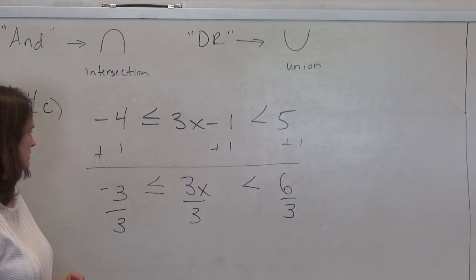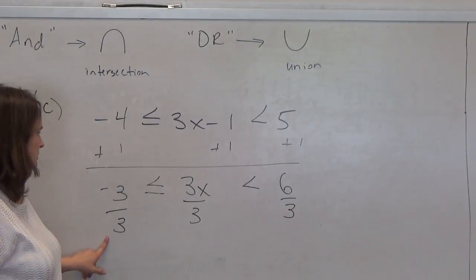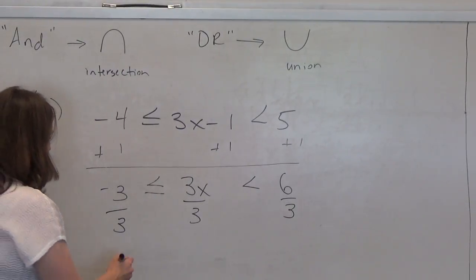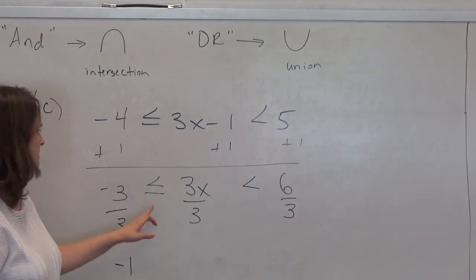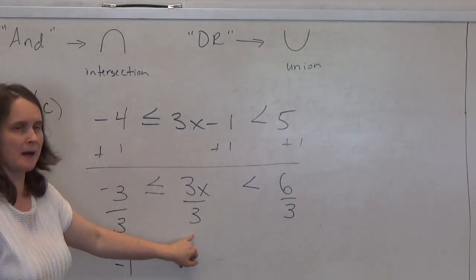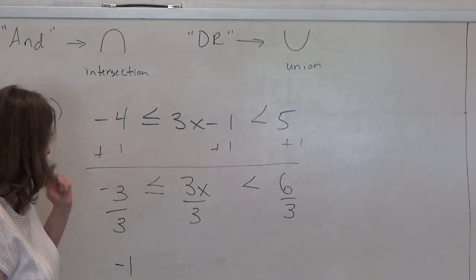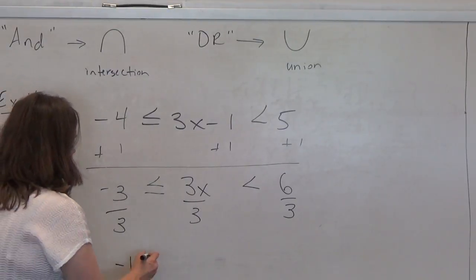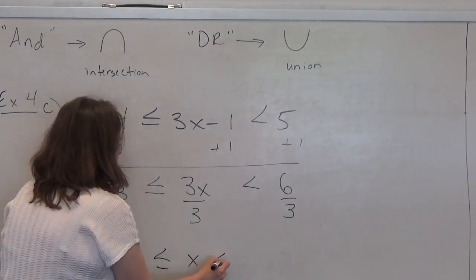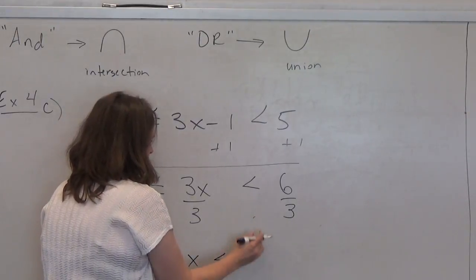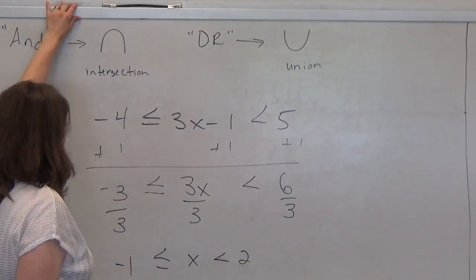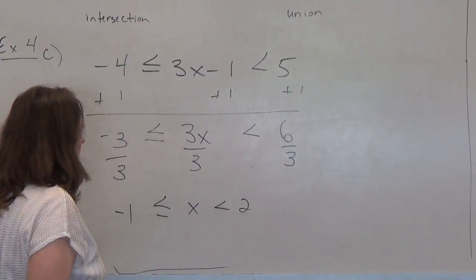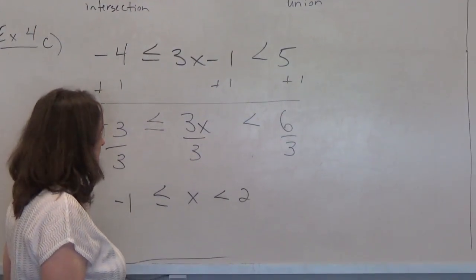Okay? Now, we get negative 3 over 3, which gives me negative 1. I did not flip the inequality symbol because I divided by a positive 3. So you're getting negative 1 is less than or equal to x, less than 6 divided by 3, which is 2. So this is the inequality. How do we express this in interval notation?